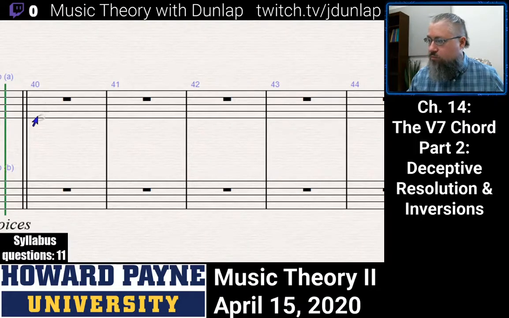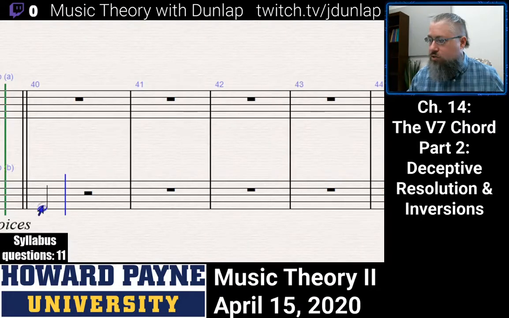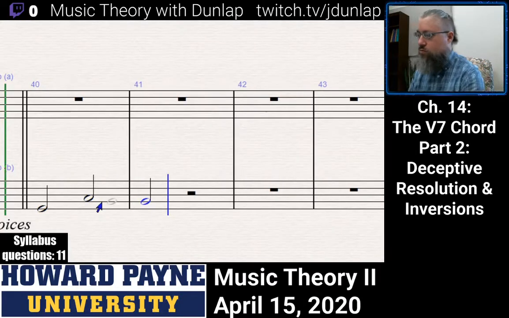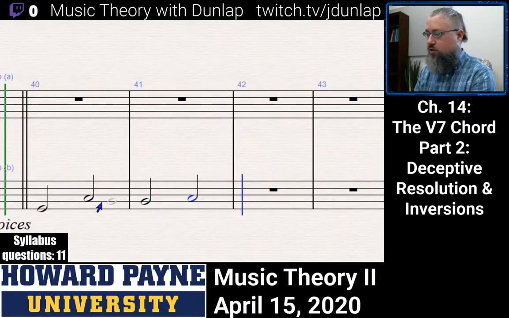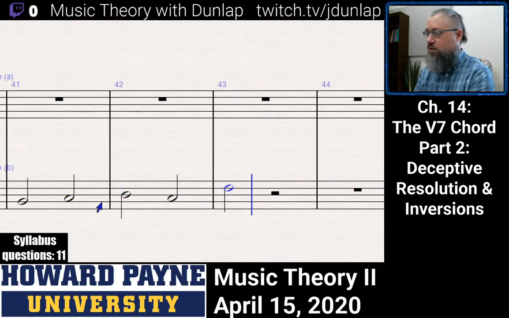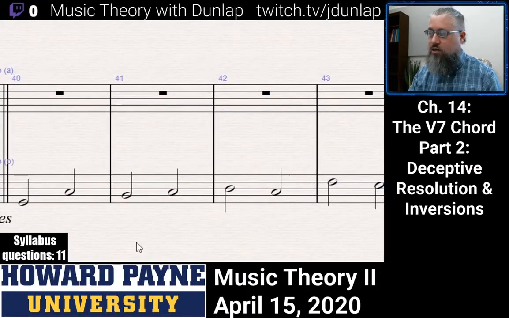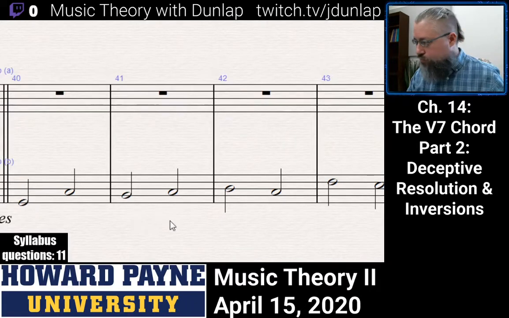But just really quickly, I'm going to do sol-do, then ti-do, then re-do, and then fa-mi. That is the various parts of the G7. I put them in the bass and I resolve them where they're supposed to go. If the root is in the bass, it goes to do. Anywhere, the third goes up, fifth goes down, seventh goes down.